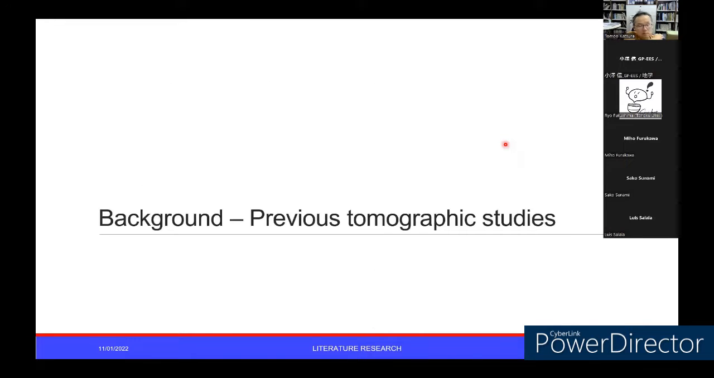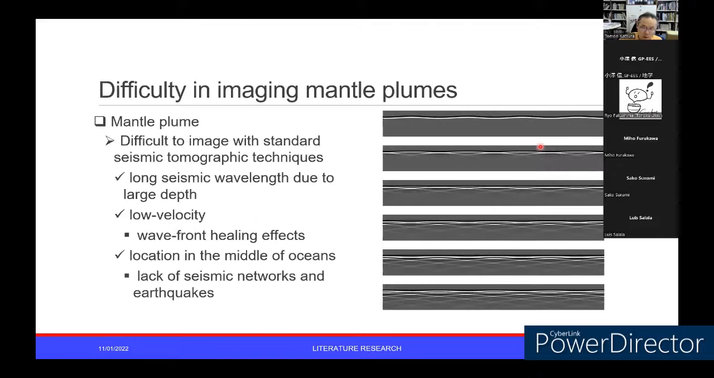Then, in the last part of the background for this study, I talk about the previous tomographic studies. Detection of mantle plumes is very challenging because the seismic wave must be very long due to the large depth. Therefore, it is very difficult to detect thin structures.